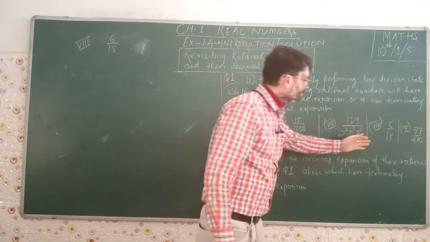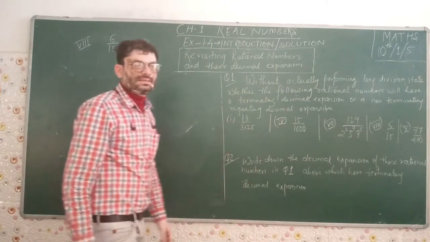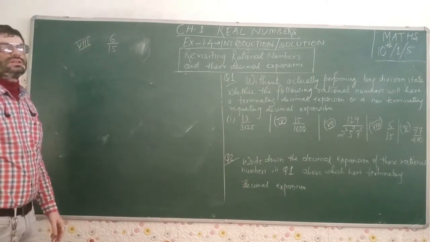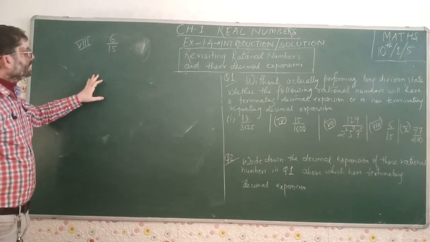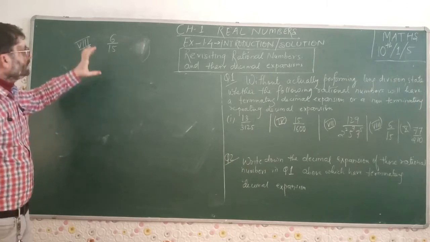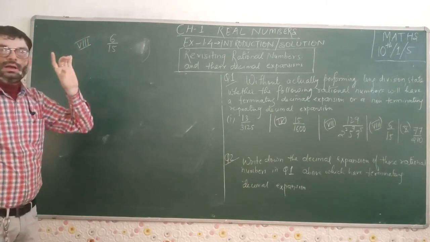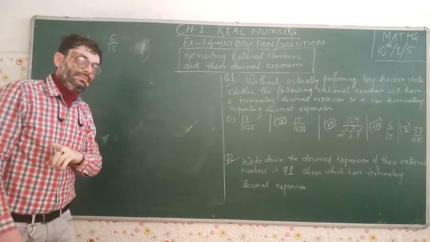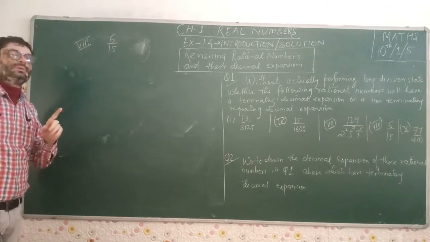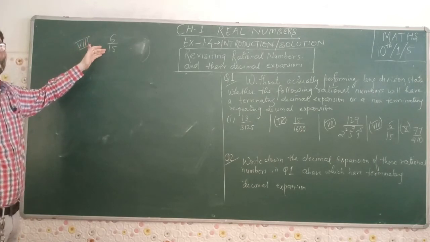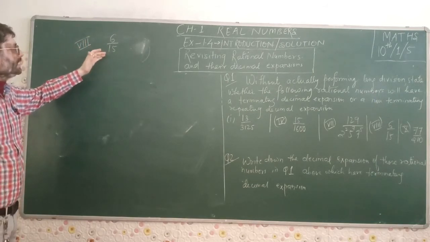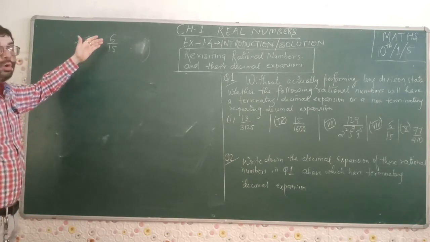6 by 15, we need to check whether it's a terminating decimal expansion or a non-terminating repeated expansion. I have told you earlier that first of all, always check that P and Q are co-prime numbers. That means they should not have any common factor other than 1. Here if we observe 6 and 15, both are the multiples of 3. That means these are not co-prime numbers.